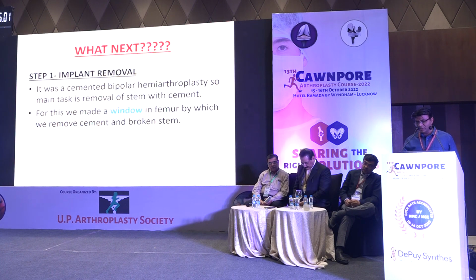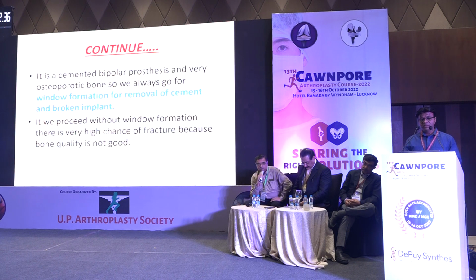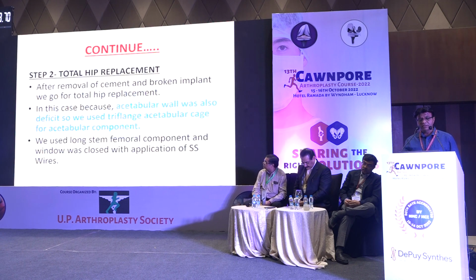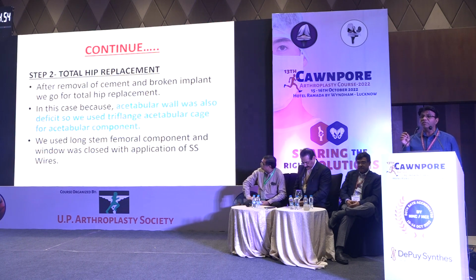In a few cases with osteoporosis, I don't do ETO. I make a small rectangular window in the osteoporotic bone. So I always go for window formation for removal of cement and the broken implant. After removal of cement and the broken implant, in this case we went for a revision THR, because the acetabular wall was also deficient. So I used a tri-flange cage for the acetabular component and a long femoral component, and the window was closed with the application of SS wires.